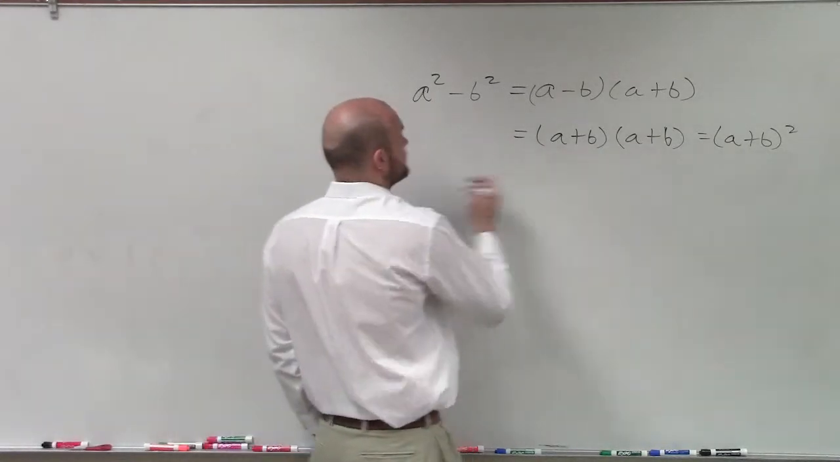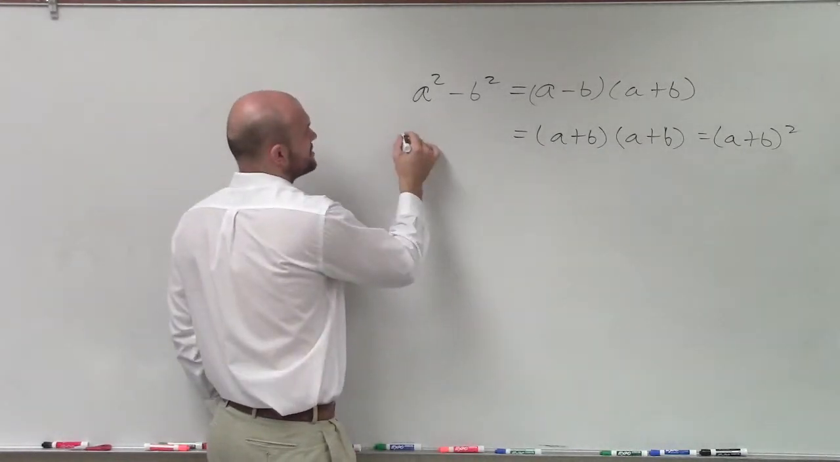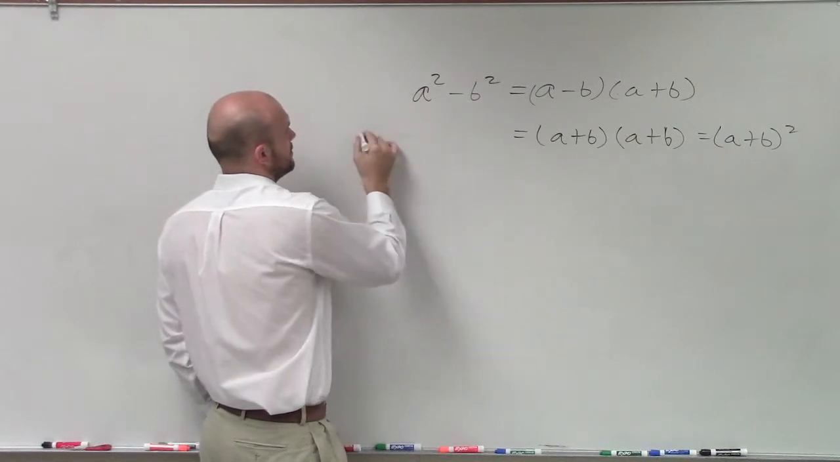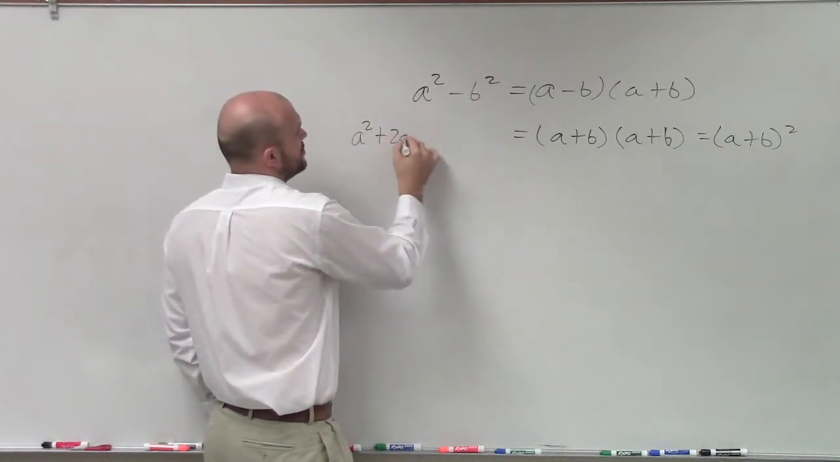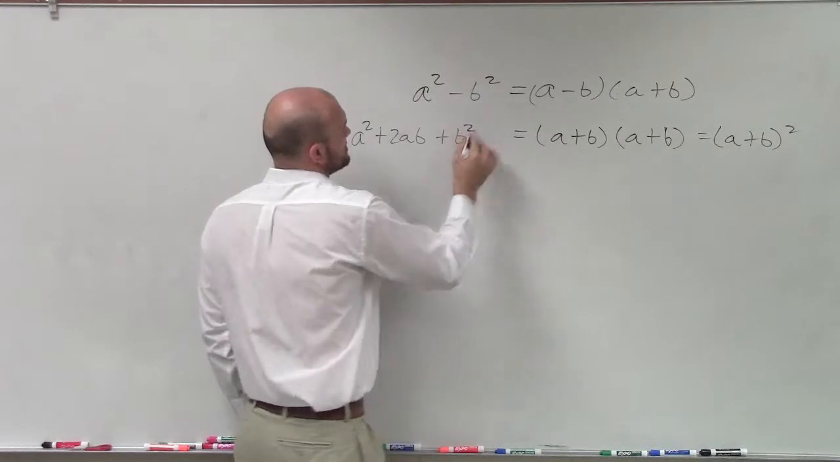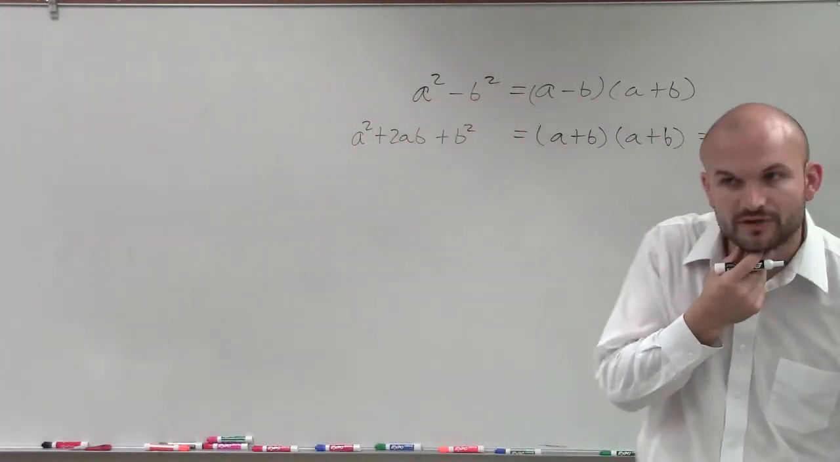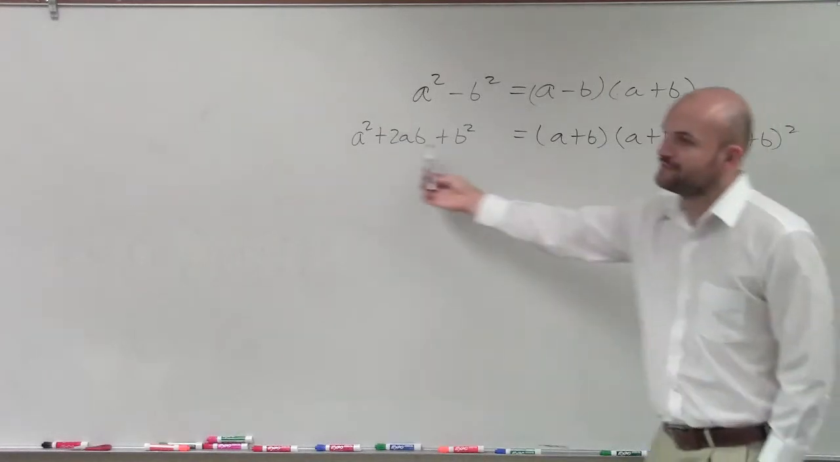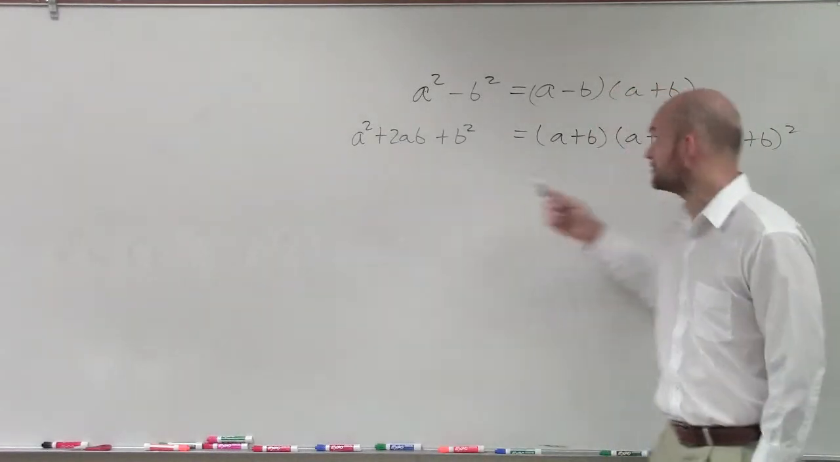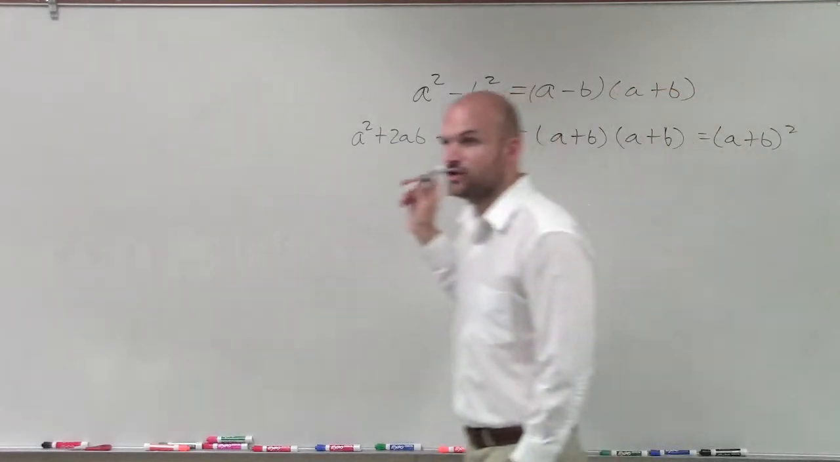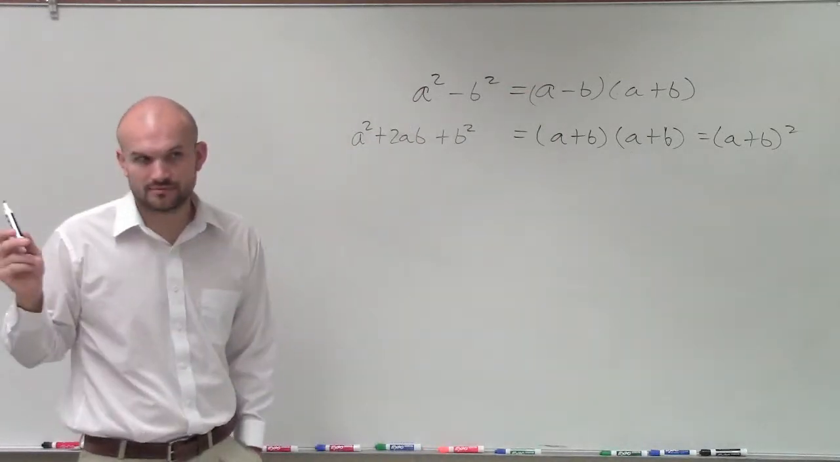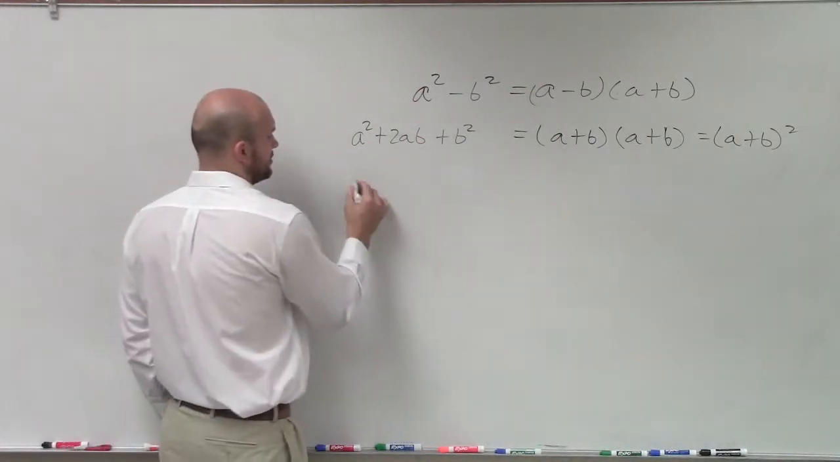Well, it wouldn't be a squared plus b squared, but it'd actually be a squared plus 2ab plus b squared. All right? And that is what we call a perfect square trinomial. A perfect square trinomial, when you factor it, becomes a binomial squared. All right? And let me go and show you an example.